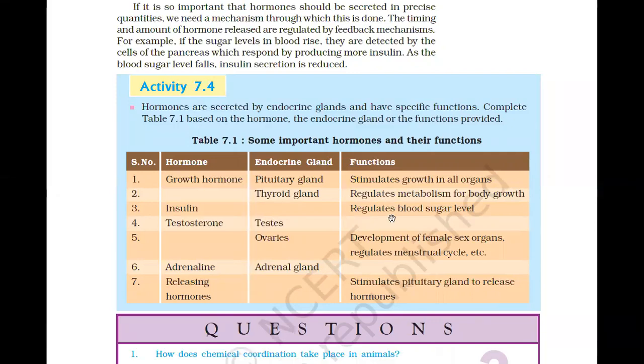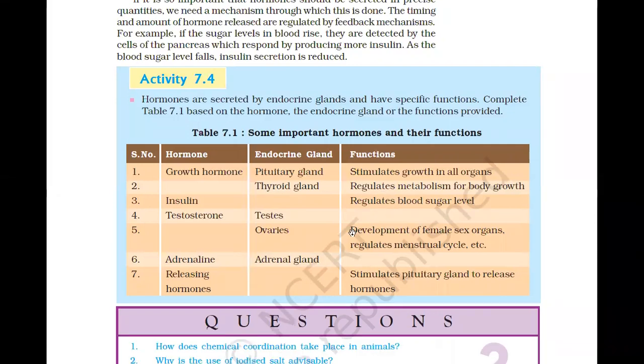Activity 7.4. Hormones are secreted by endocrine glands and have specific functions. Complete table 7.1 based on the hormone and endocrine gland or the functions provided.